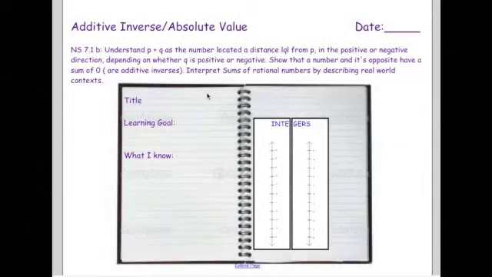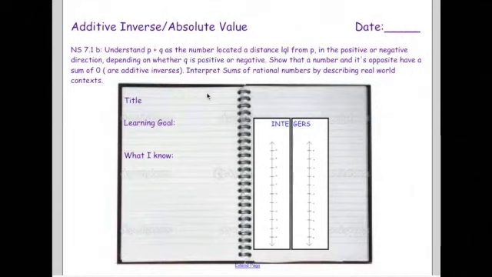Today's lesson is on the additive inverse and the absolute value. And that's standard NS 7.1b. It says, understand P plus Q as the number located at a distance, the absolute value of Q from P, in the positive or the negative direction, depending on whether Q is positive or negative.